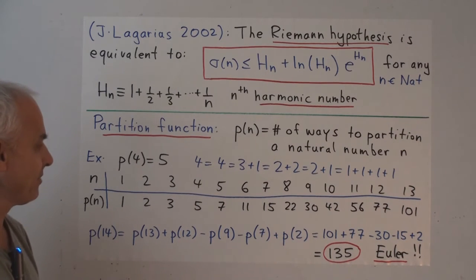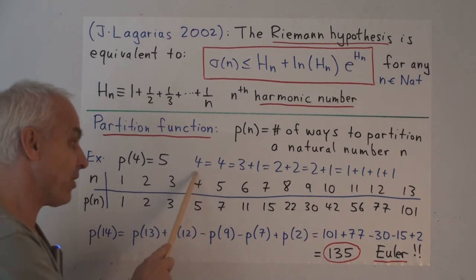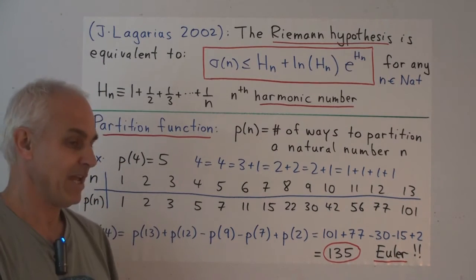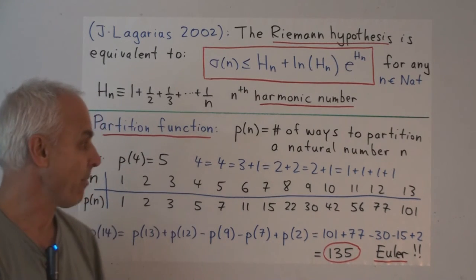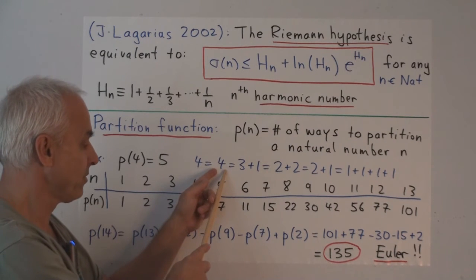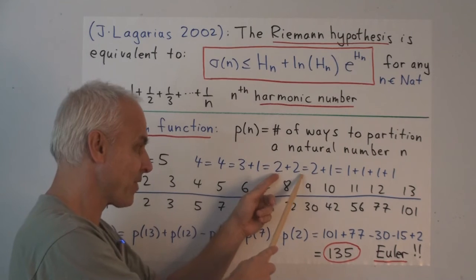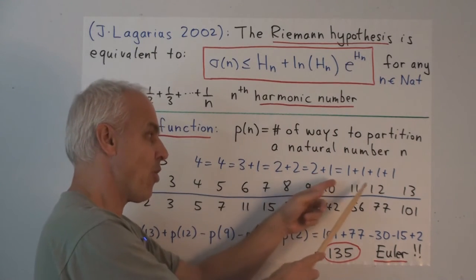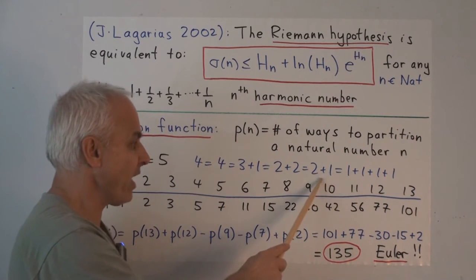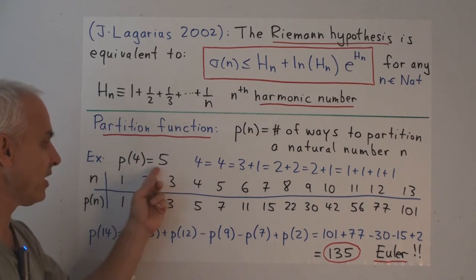And by that I mean, here's an example: P of 4 is 5 because if we partition 4, group 4 into blocks, each block consisting of a natural number, then here are the ways we can do it. We can write it as 4, or as 3 plus 1, or as 2 plus 2, or as 2 plus 1 plus 1, or as 1 plus 1 plus 1 plus 1. And those are the 5 ways of partitioning 4, and so we say that P of 4 is 5.